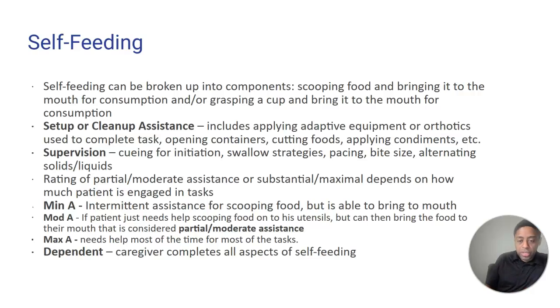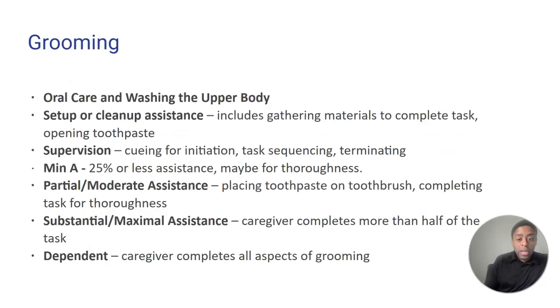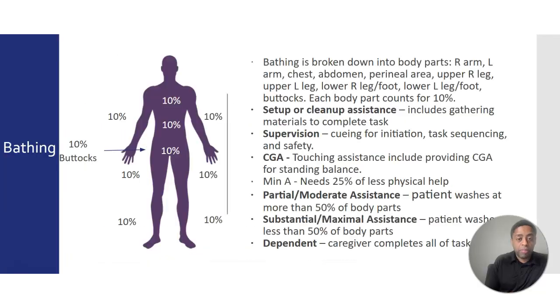For instance, the person needs help for scooping, and then afterwards, unassisted, they can bring their hand to their mouth to take a bite. Then that would be mod-assist, right? If they need help most of the time, then max assist, that's that 51 to 75% rule. And if the caregiver completes all of the self-feeding tasks for them, that's dependent. The same strategy applies for the grooming task as the self-feeding, so we don't necessarily need to go into that specifically.